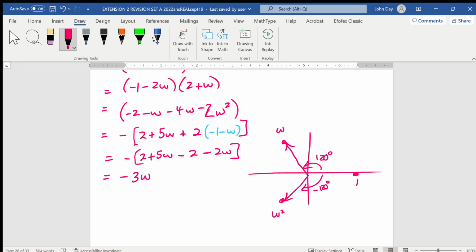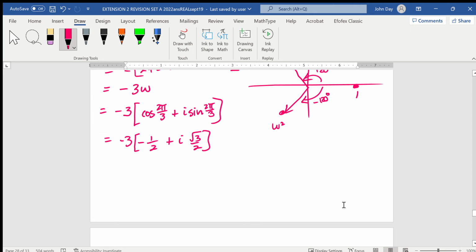But the one they wanted us to evaluate was obviously minus 3w, and we can find the value of w here because it's cos of 120 degrees, or 2 pi on 3, if you like, plus i sine of 120, which is 2 pi on 3, right? So it's minus 3w. Now cos of 120 is minus a half, and sine of 120 is just root 3 on 2.